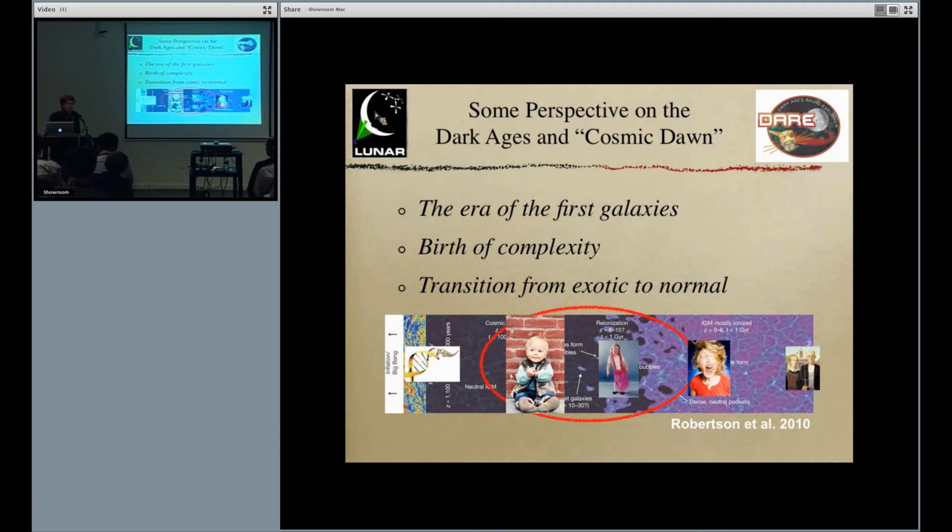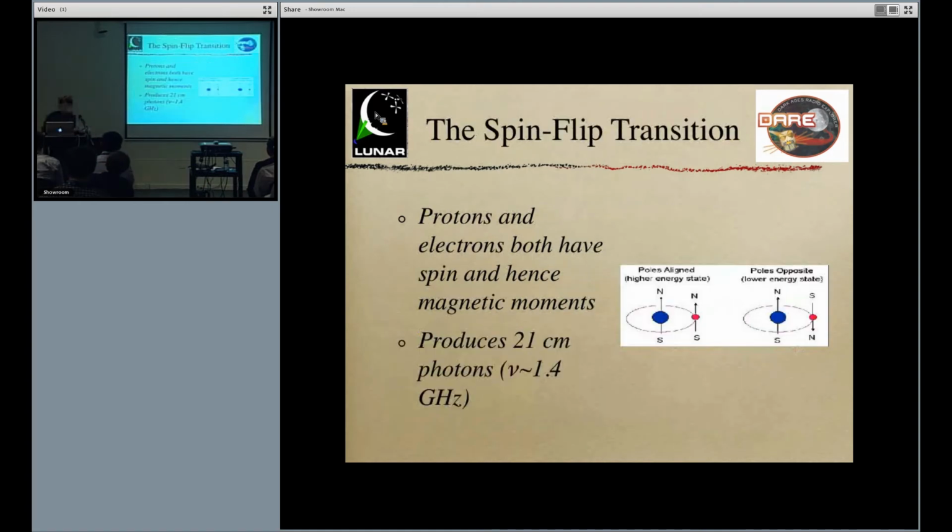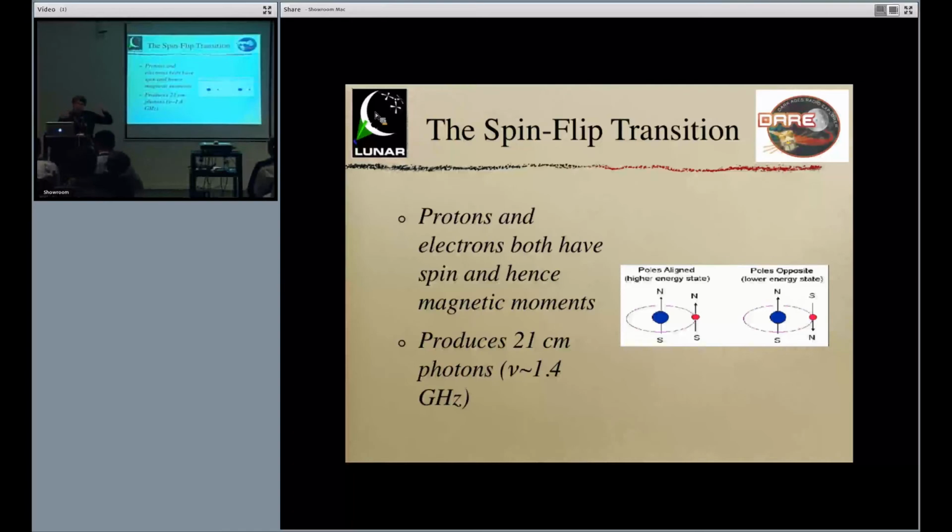Actually nowhere close. They will observe, sort of make tentative steps into this era, but we really need a transformational new kind of way of looking at the universe to really see back. And the way we want to do this with the DARE mission is with a spin-flip transition of neutral hydrogen. So this is when the proton and electron spins flip. That leads to a very small change in energy, which produces a photon of wavelength 21 centimeters.